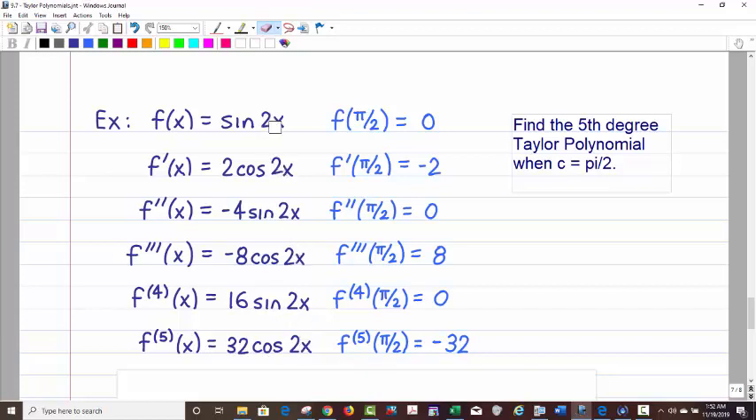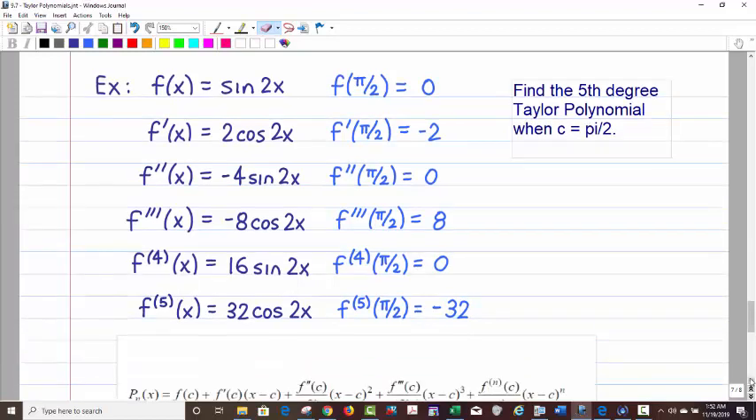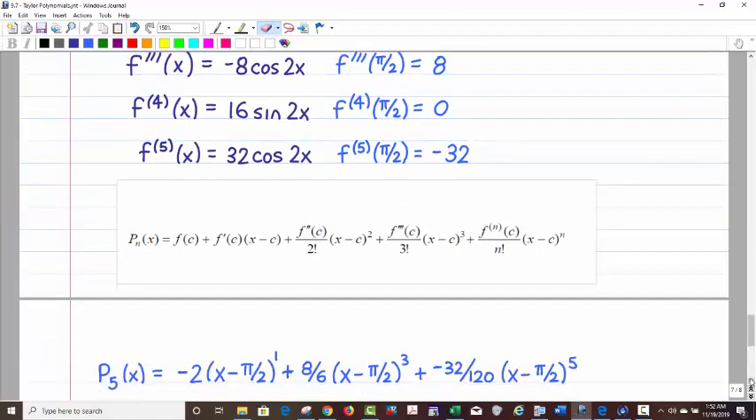So all these sine terms, when you put pi over 2 in there, 2 times pi over 2 is pi, so they're all 0. So the original, the second, and the fourth derivatives are all going to be 0. But cosine of pi is negative 1. So 2 times negative 1 is negative 2. Negative 8 times negative 1 is positive 8. 32 times negative 1 is negative 32. So we have some missing terms this time. So there's the polynomial formula.